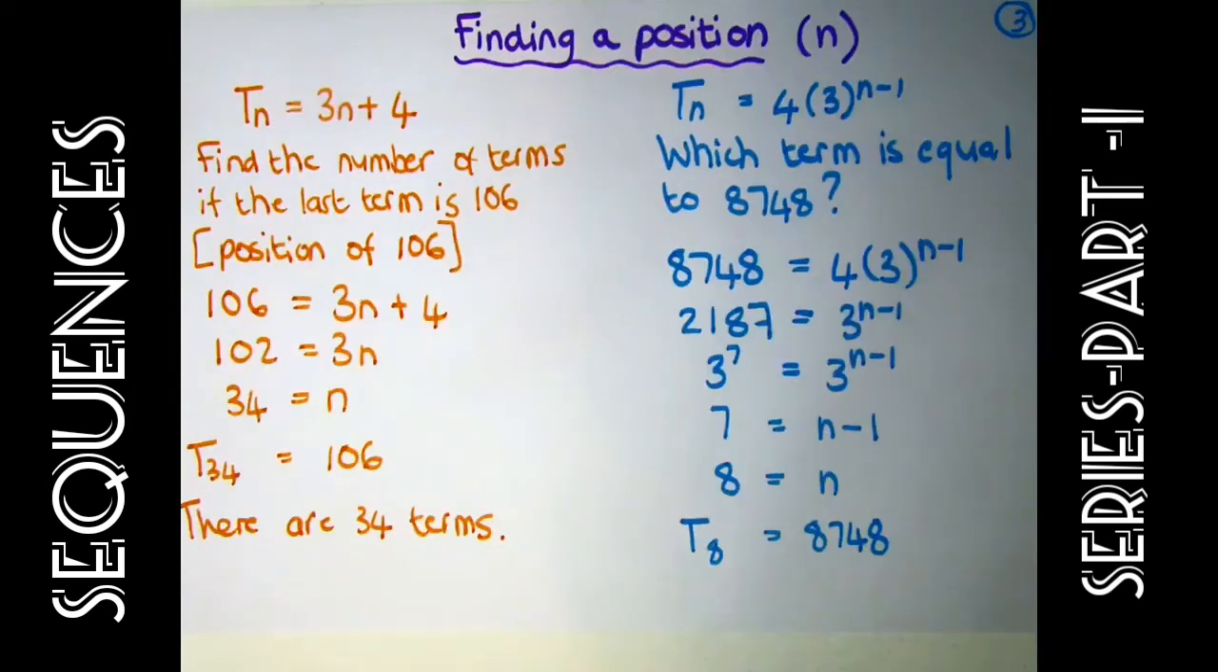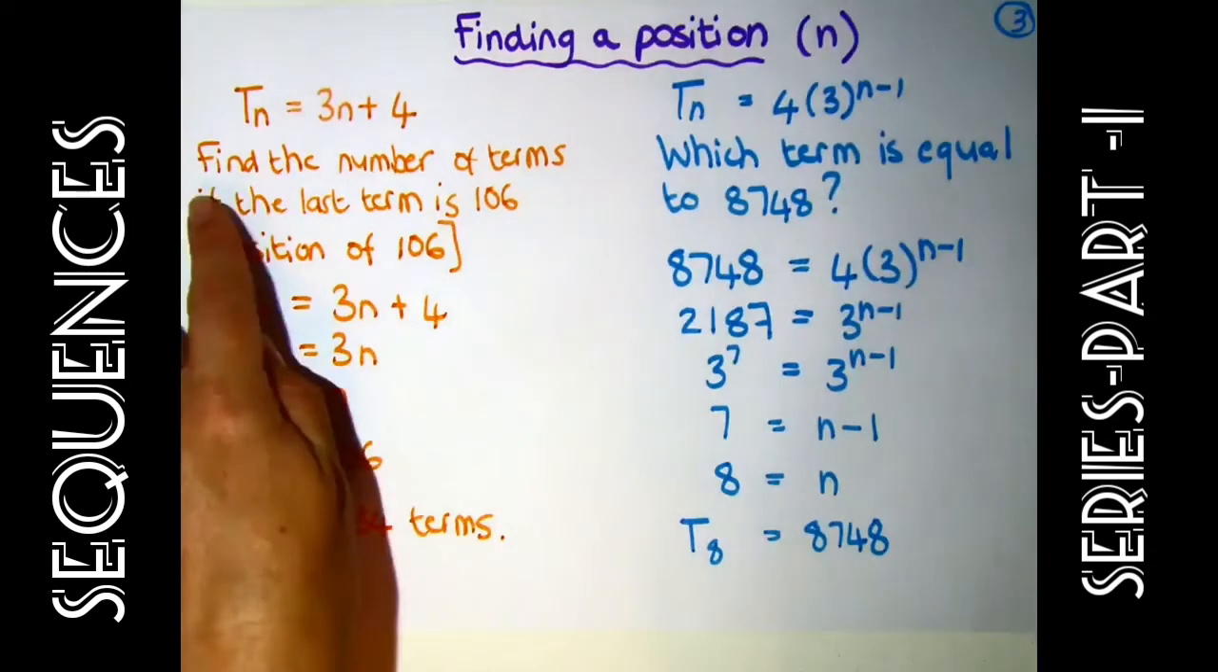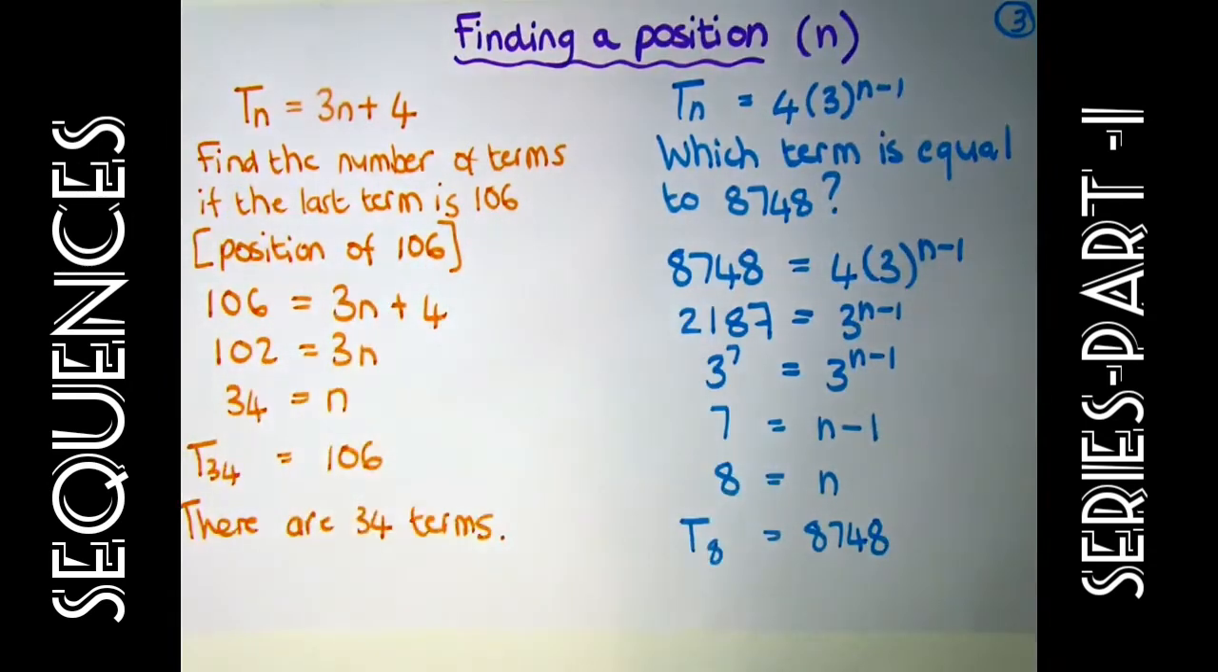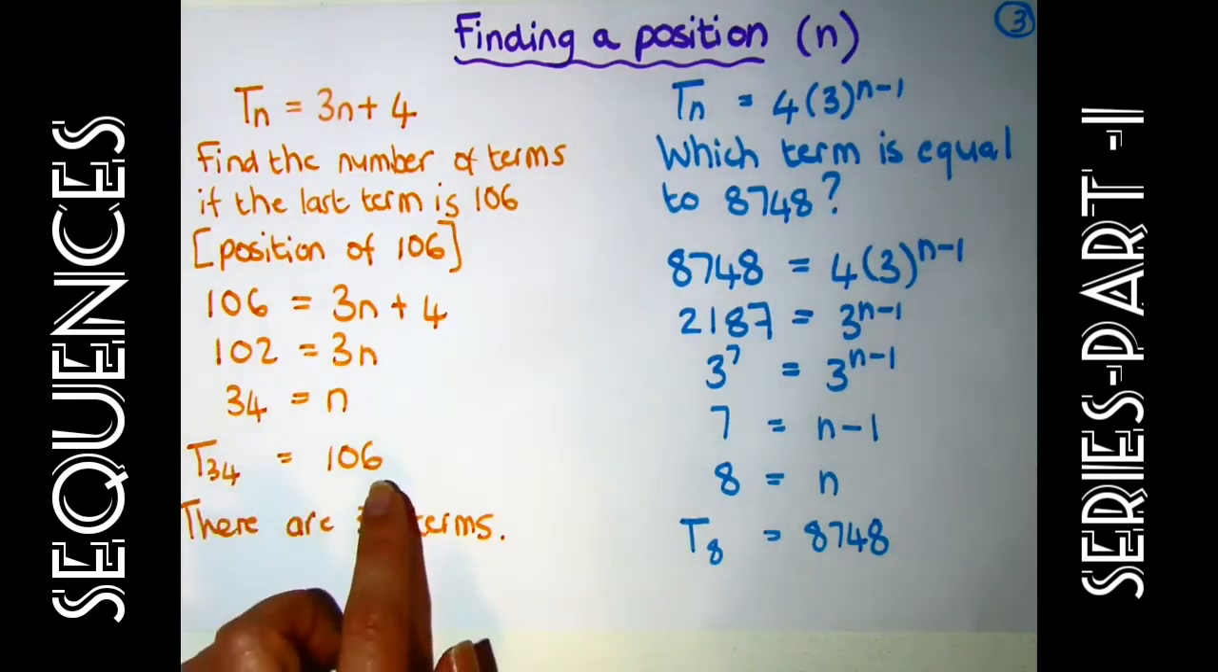When we're finding a position, it's because they give you the value. The question can be asked quite strangely, like here, find the number of terms if the last term is given, and they give it to you. But at the end of the day, you're doing the same thing. They're giving you the value, and you're finding the position. So we must remember at the end that that's what we're doing, that we are given the value, and we're finding the position.